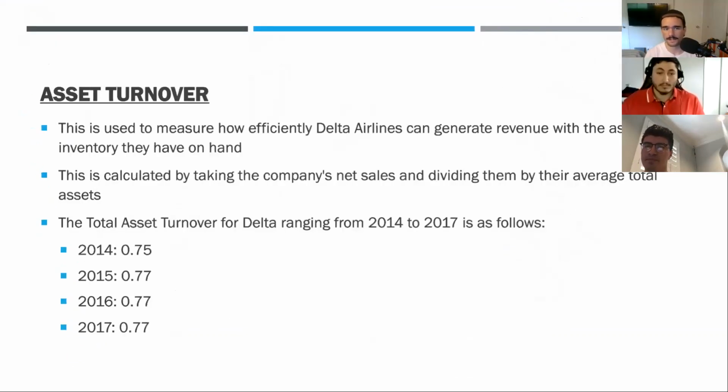Next, we have our asset turnover. This is used to measure how efficiently Delta Airlines can generate revenue with the assets or inventory that they have on hand. You find this out by taking the company's net sales and dividing them by their average total assets. From this 4-year range you can see that they've actually gone up a bit and steadied out for the last 3 years. This is good. This means that they can more efficiently turn over their inventory for revenue.